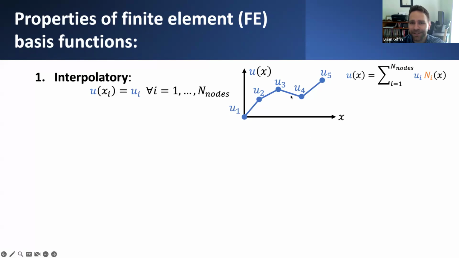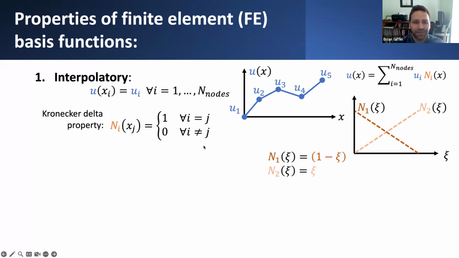And actually, it makes it a lot easier to enforce boundary conditions. If I wanted to enforce the condition that my function u of x has to be equal to 0 at a particular location where I've defined a node, all I have to do is set that particular coefficient, u5 or u1, directly equal to 0 or to whatever imposed value of displacement. So enforcing boundary conditions using this particular interpolatory representation of the solution makes things a lot easier. Okay, so that's one nice property. We have this interpolation property.